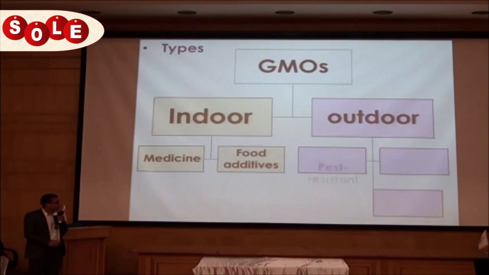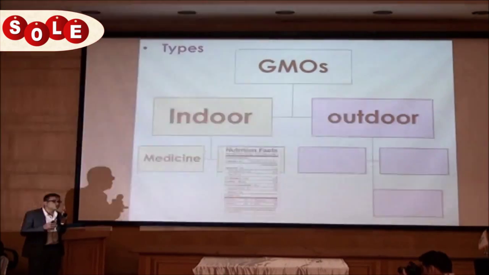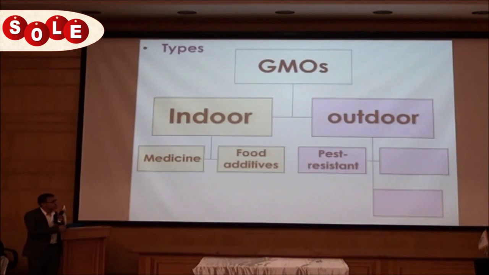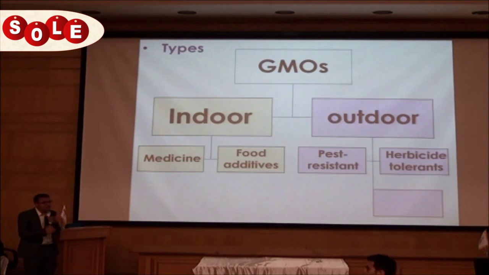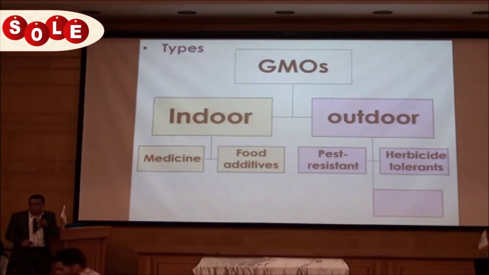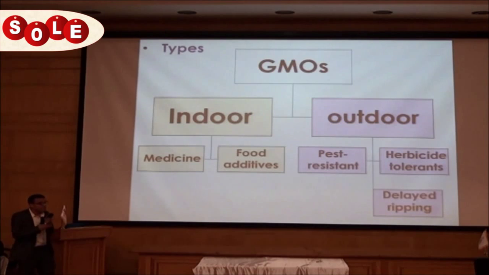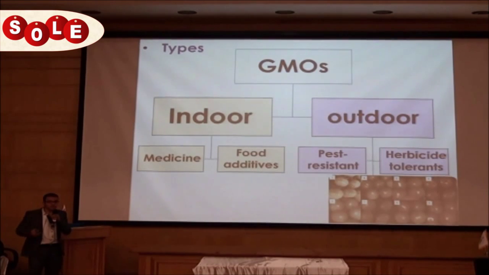While the outdoor type is the most dominant one, as it can be used in various fields, like pest-resistant crops. For example, we have cotton and potatoes. Also, we have herbicide tolerance, but it is not that influential. Another type, we have the delayed ripening fruit, which helps a lot, according to the European Commission, in keeping the fruit longer in the market and making it more efficient during transport.